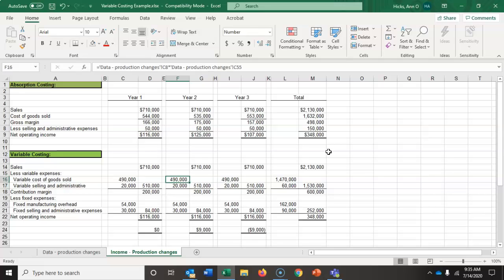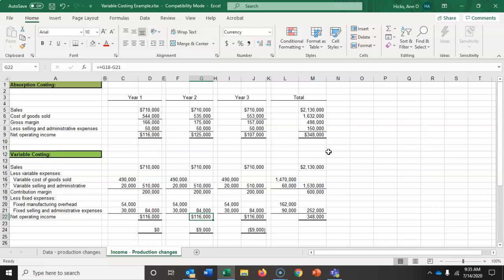Notice, our variable expenses are exactly the same as year one. That's because our sales did not change from year one to year two. So we have variable expenses of $510,000, leaving us with a contribution margin of $200,000. We subtract our fixed expenses, which again have not changed.